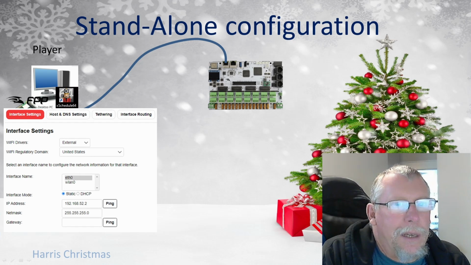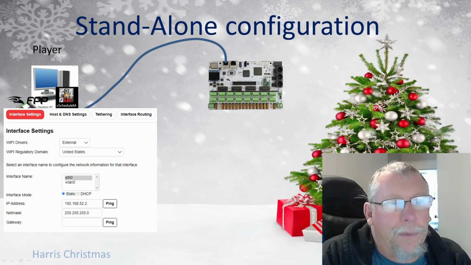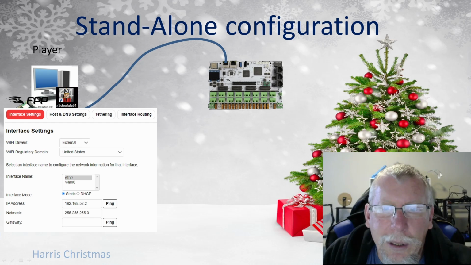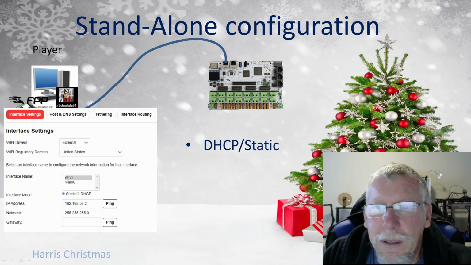So you'd have the ETH0 set up to 192.168.52.2 with the net mask of 255.255.255.0. The gateway, you could put something or leave it blank. It really doesn't matter. Now we'll look at the controller, and it's pretty much the same.